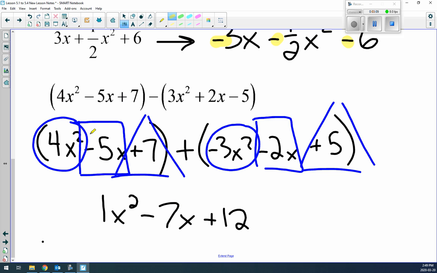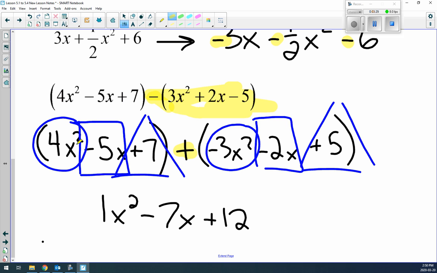So the first trinomial, the 4x squared one, does not change at all. So we change the subtract symbol to an addition, and then all the signs within here change signs. So a positive 3x squared becomes negative 3x squared, positive 2x becomes negative 2x, negative 5 becomes positive 5. And then you just do adding polynomials.